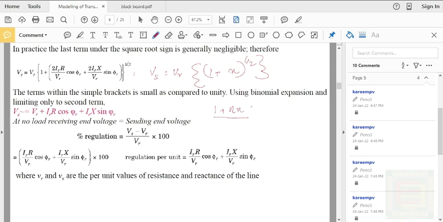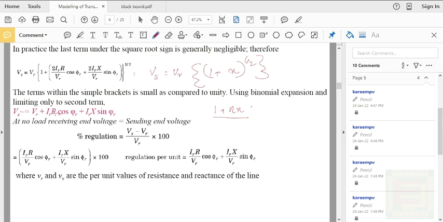So here n is half. So if you multiply this with this term, this 2 and this half get cancelled, and you have IR into capital R by VR into cos phi R, this term, plus IR into capital X by VR into sin phi R, and you have a VR outside here. So if you expand, this VR and this VR get cancelled, and finally you will be getting the sending end voltage approximately equal to VR, the receiving end voltage, plus IR into capital R cos phi R plus IR into X sin phi R.